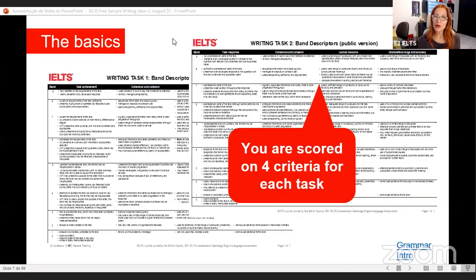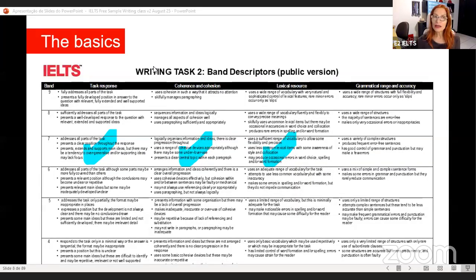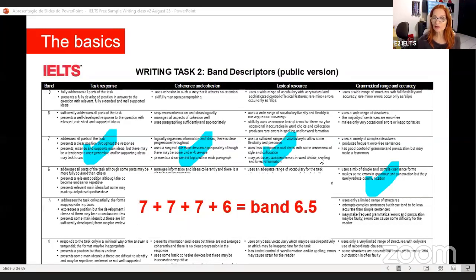You are going to be scored on 4 criteria for each task. This is important. If you're aiming, let's suppose, for a 7, you have to get 7 on each. If you get 7, 7, 7, and one 6, sadly, your score will go down to a 6.5. So if you're aiming for a 7, you have to get 7 plus in each criterion.